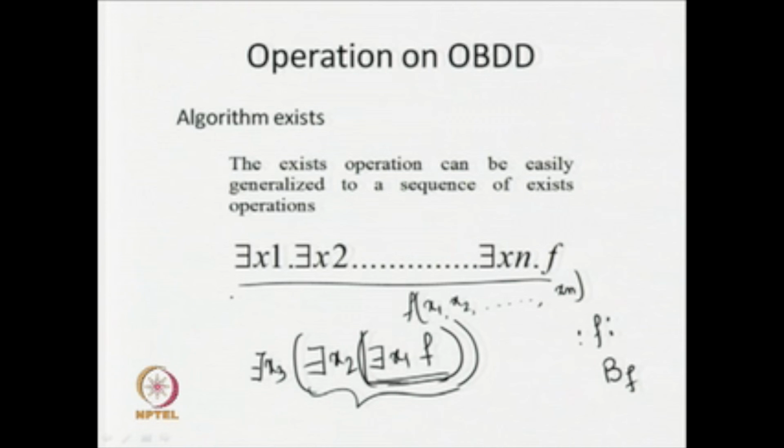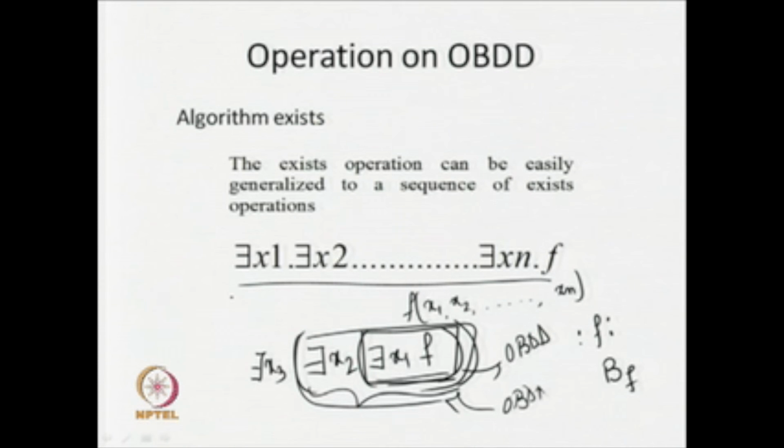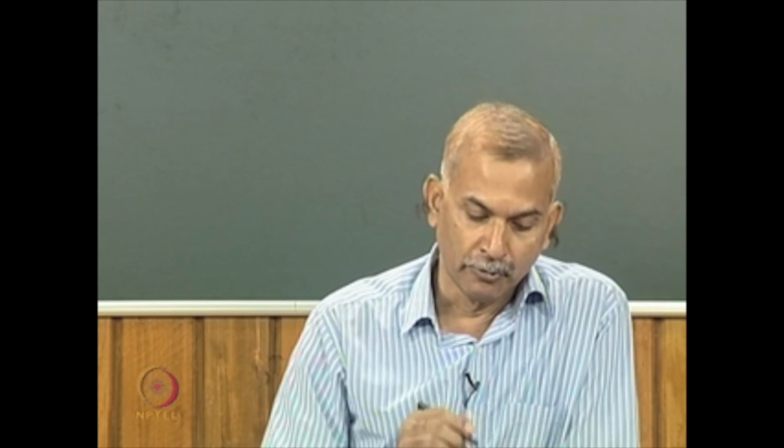This result, there exists x 1 f, will give me another OBDD. To this OBDD I am going to relax on x 2, I will apply this same operation over here, which is going to give me another OBDD. Like that I can keep on applying this operation on the resultant OBDD. Okay. So, we have seen some algorithms till now.